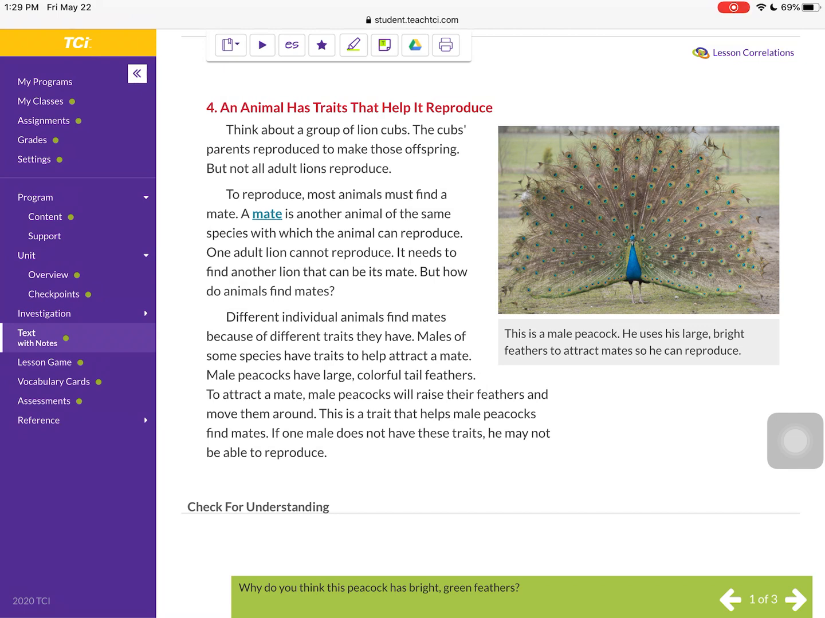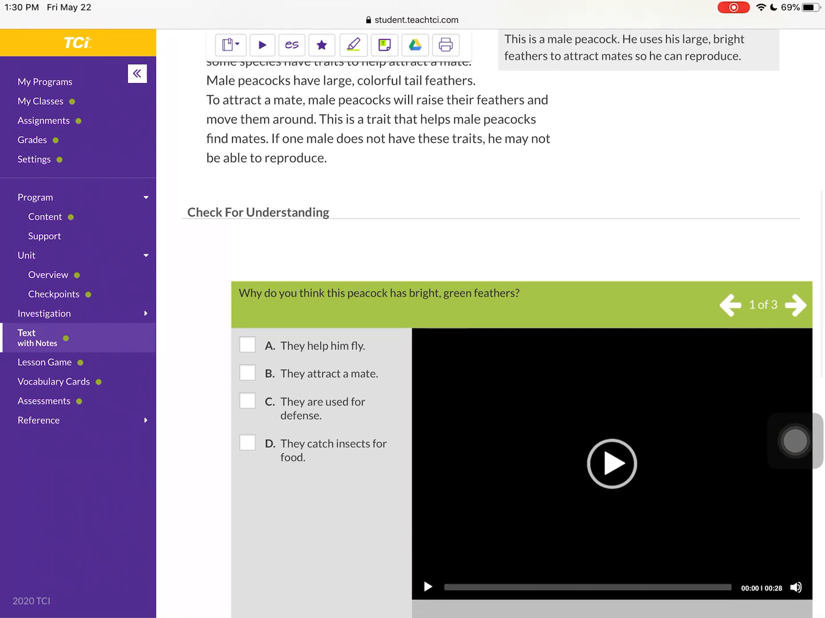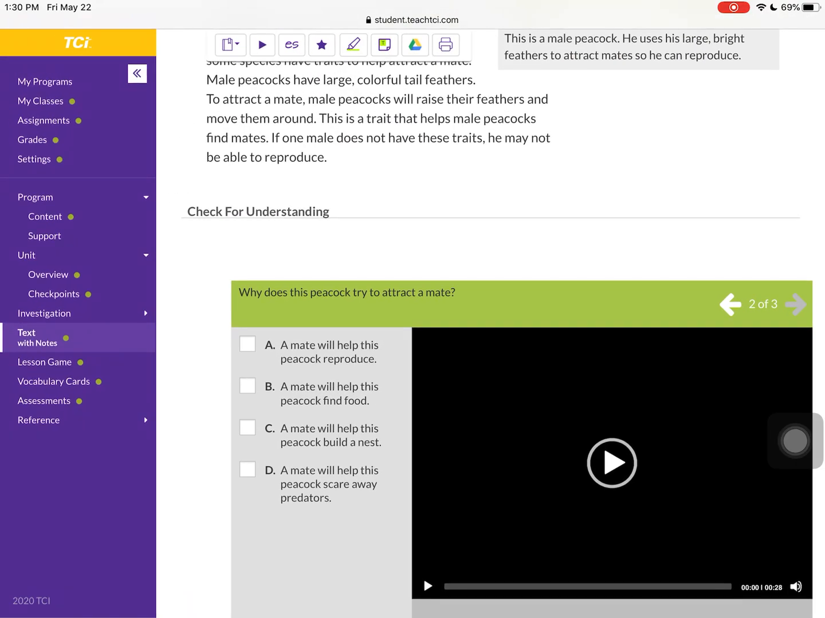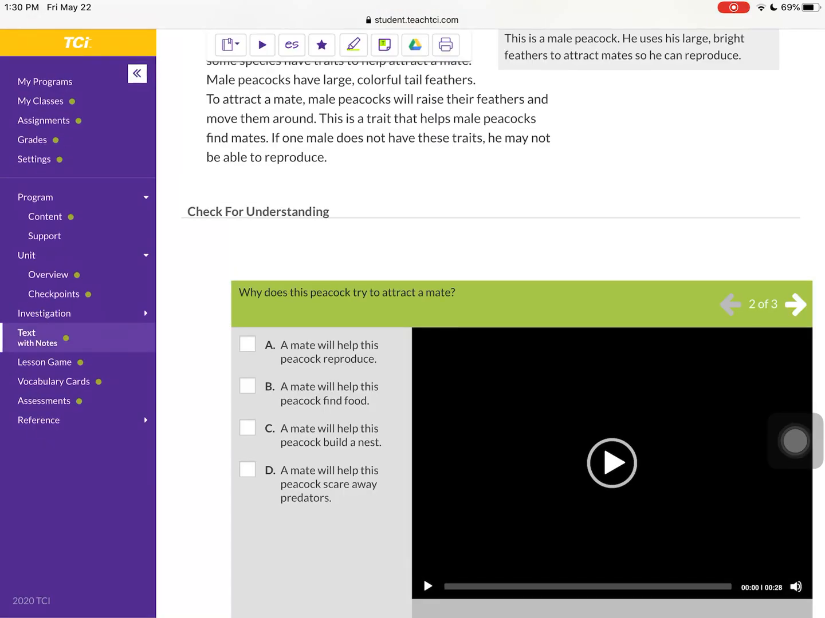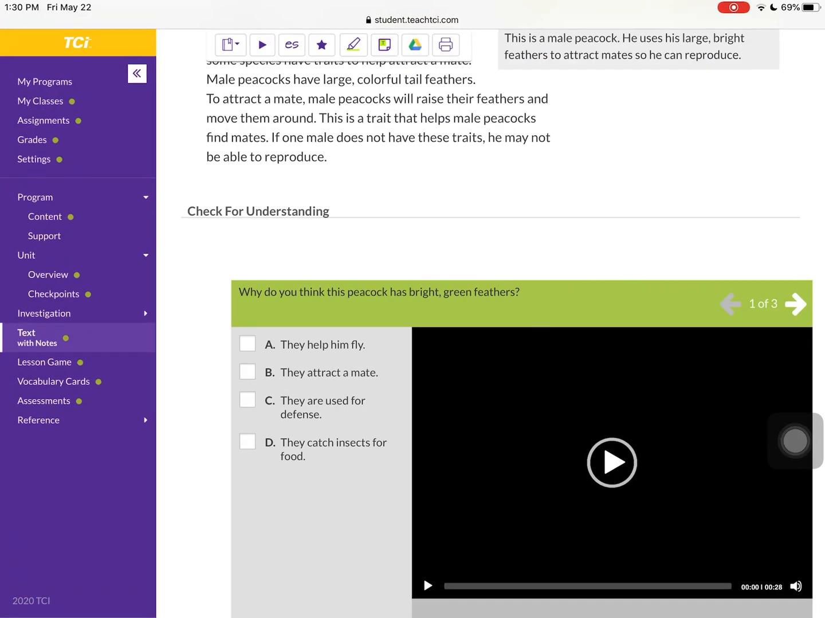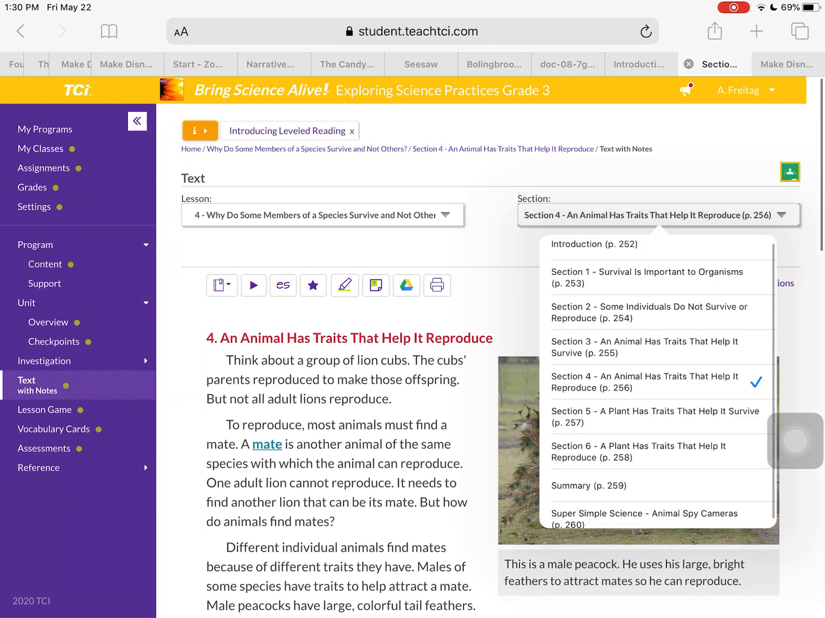So if you look in the picture of that beautiful peacock, the caption says, "This is a male peacock. He uses his large, bright feathers to attract mates so he can reproduce." All right, so you're going to move on to the check for understanding and answer the questions. And note that there are 3 slides to answer. Please take a screenshot of each of those and post on Seesaw. And then I'm going to move on to section 5.